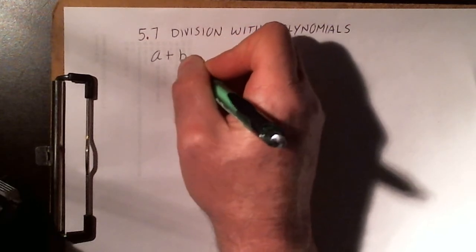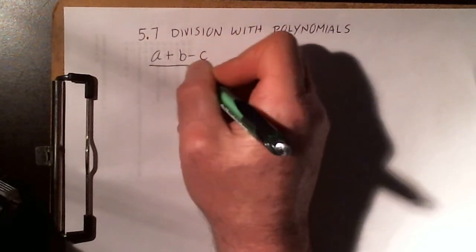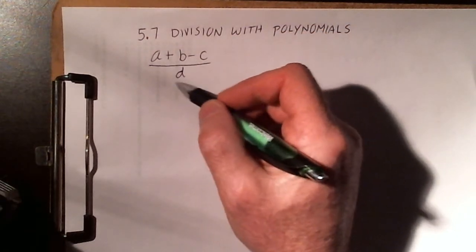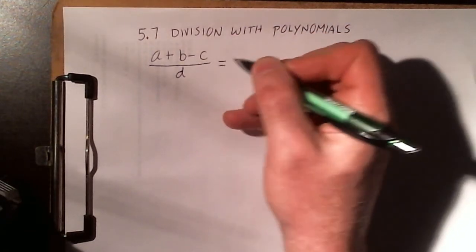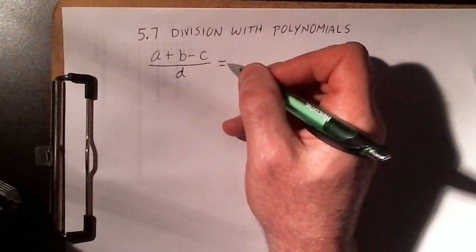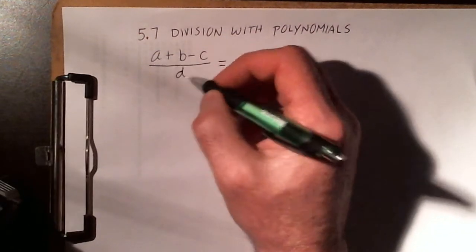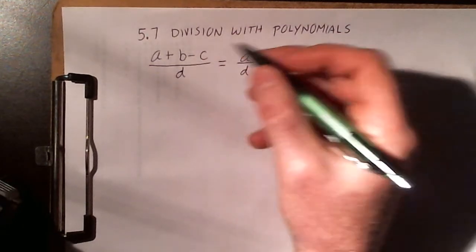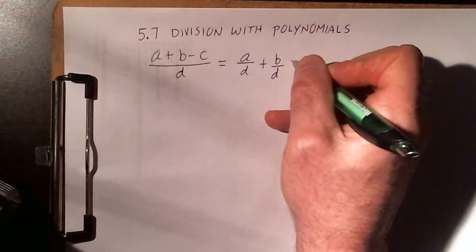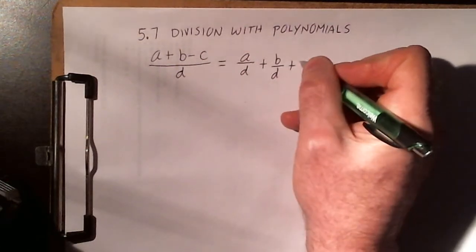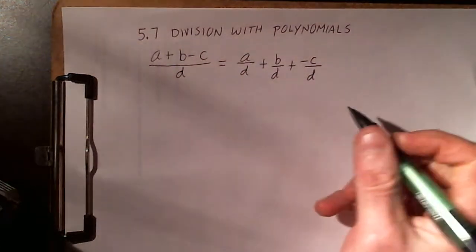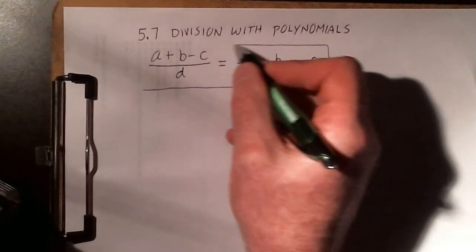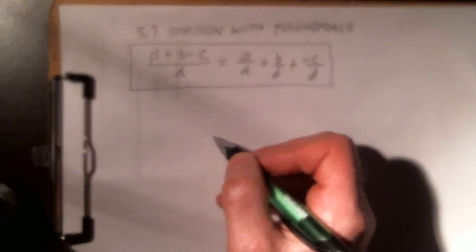In general, if I have a multiple term expression divided by a single term expression, it's always legal in mathematics to break this up into separate fractions. So that's to say I can divide a by d, plus I can divide b by d, plus, and then I can divide negative c by d. Essentially, this property is going to help us divide a polynomial by a monomial.